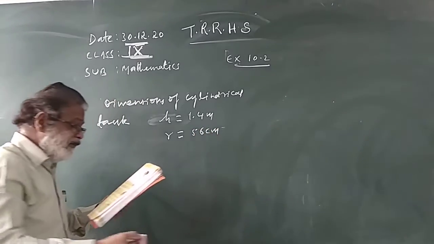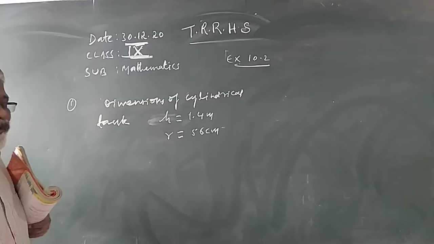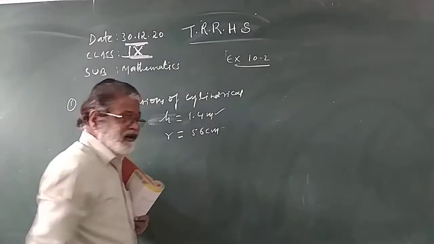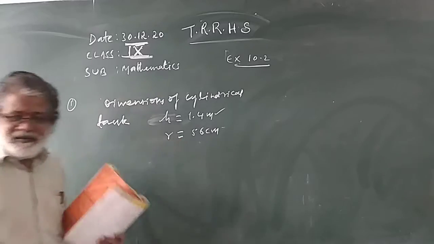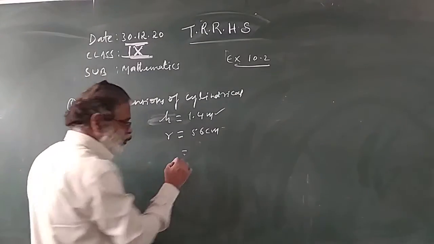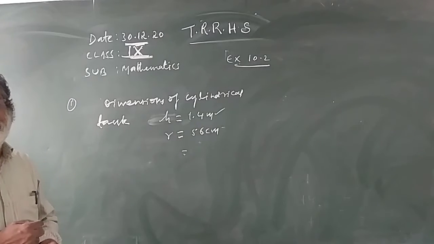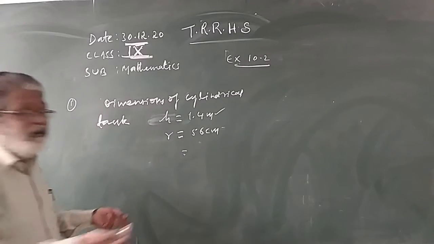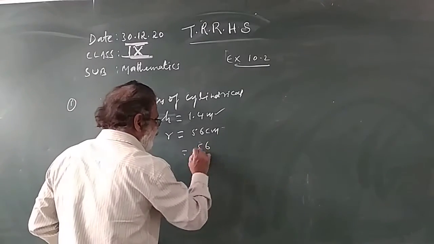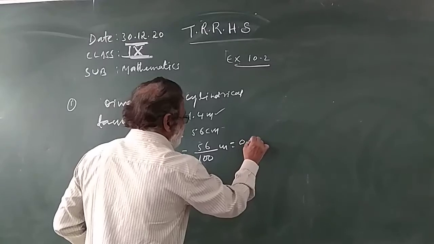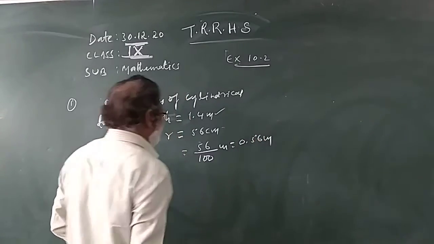We are asked to express in square meters, so every measurement should be in meters. The height is in meters. Now the radius is given in centimeters, so you need to change it into meters. We know that 100 centimeters equal 1 meter. So 56 centimeters equal 56 by 100 meters, that is 0.56 meters.